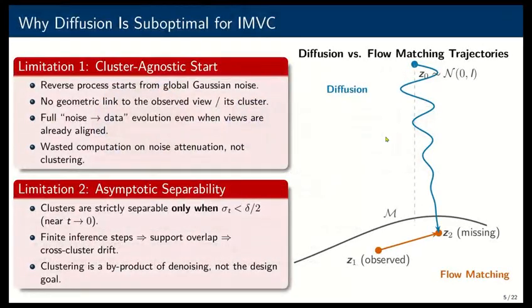Why is diffusion bad for IMVC? There are 2 reasons. First, it starts from random noise. This wastes computation and ignores cluster information. Second, clusters are only separate when the noise is almost zero. In real steps, clusters overlap, which causes worse results.